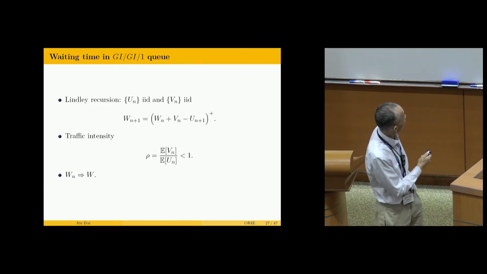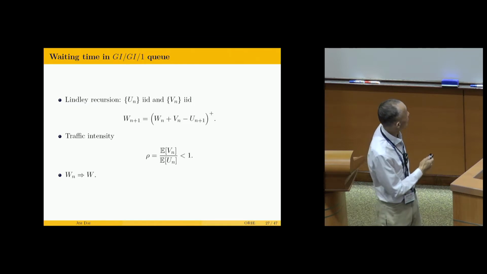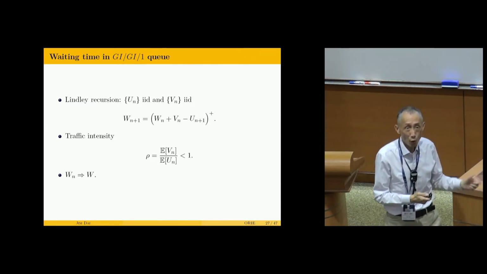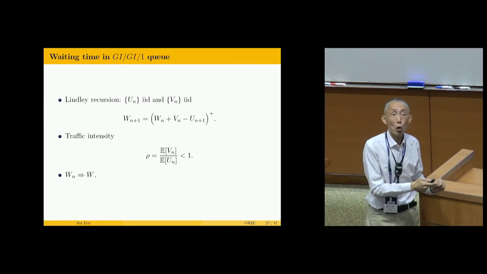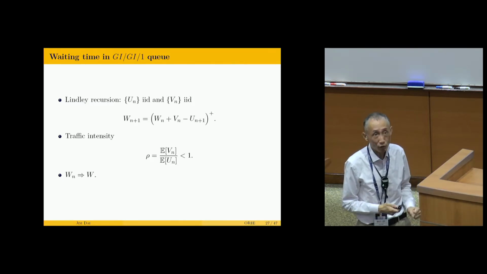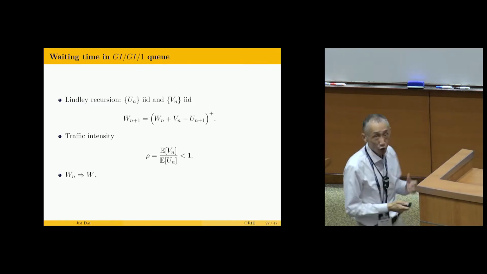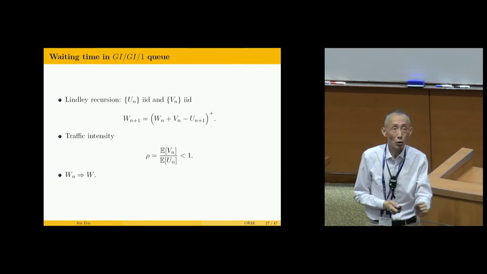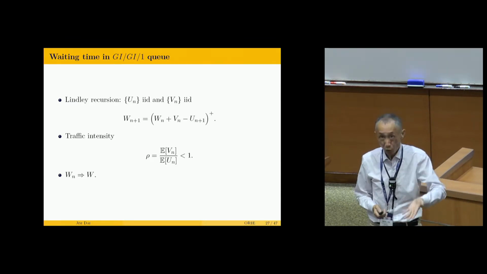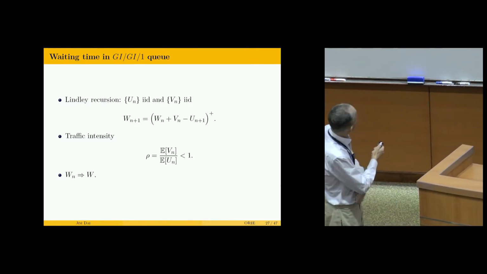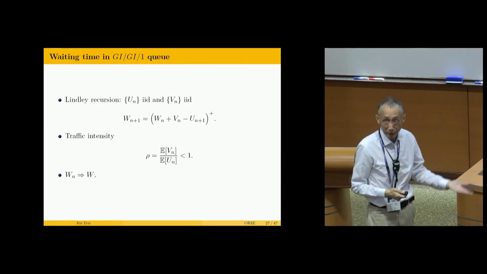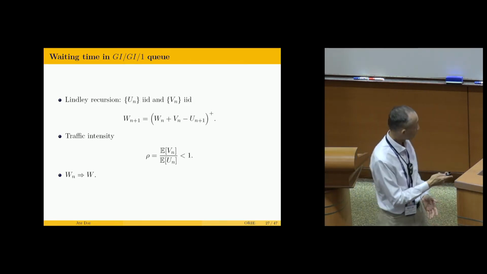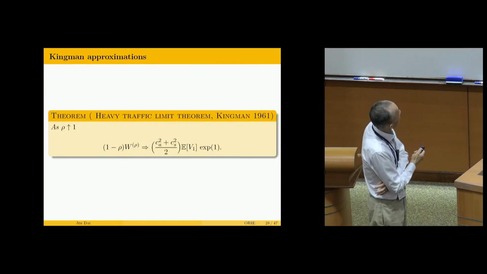So the traffic intensity we assume to be less than 1, and this is the so-called load factor. The interpretation of rho is the utilization of the server. Heavy traffic means rho goes to 1, the server will be 100% busy. Of course, in that case, when rho approaches 1, the waiting time will grow to infinity as well. For fixed rho, this has a limiting distribution, W. So W is the equilibrium quantity that we're focusing on, this random variable.